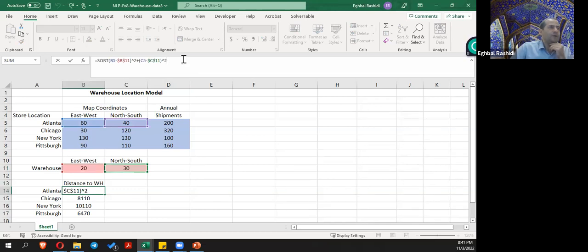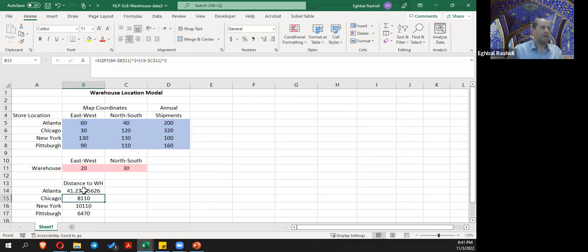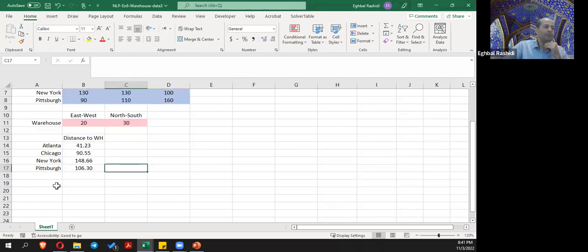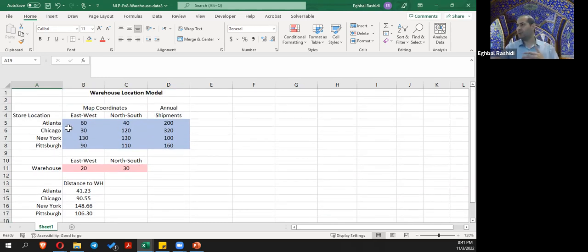So that's just the square root of. Okay, now. All right. So these are the distances for each city to the warehouse that I have here. And what we want to do, our objective function, is the total distance traveled relative to the weight of those cities, because the cities are not the same importance as each other. It's based on the annual shipment.